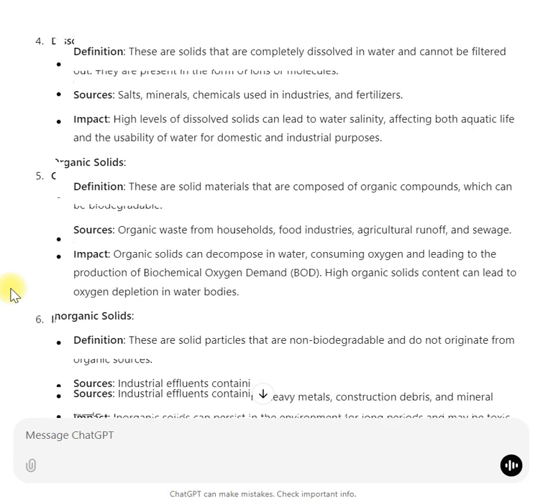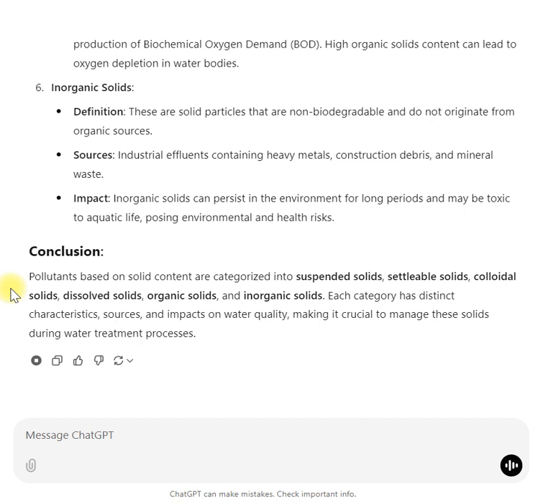6. Inorganic solids. Definition: these are solid particles that are non-biodegradable and do not originate from organic sources. Sources: industrial effluents containing heavy metals, construction debris, and mineral waste. Impact: inorganic solids can persist in the environment for long periods and may be toxic to aquatic life, posing environmental and health risks.